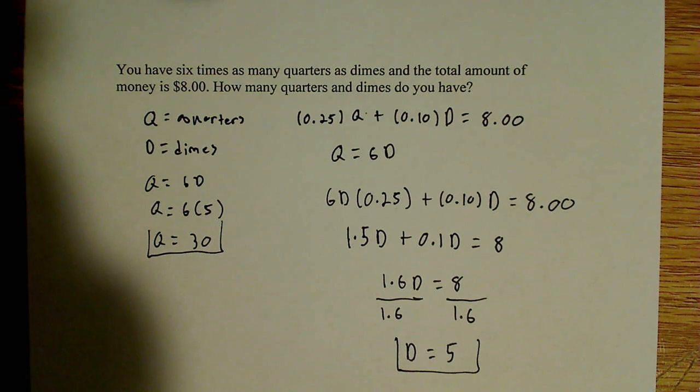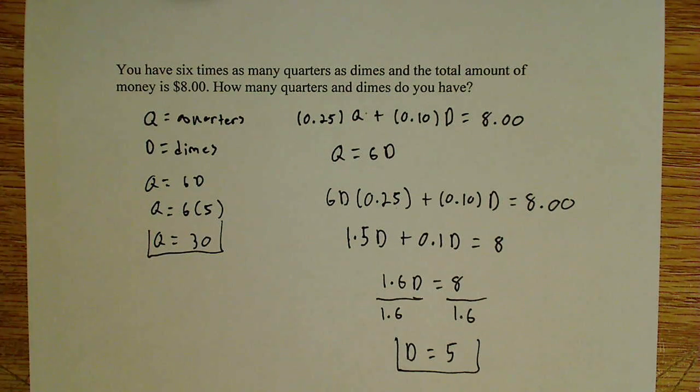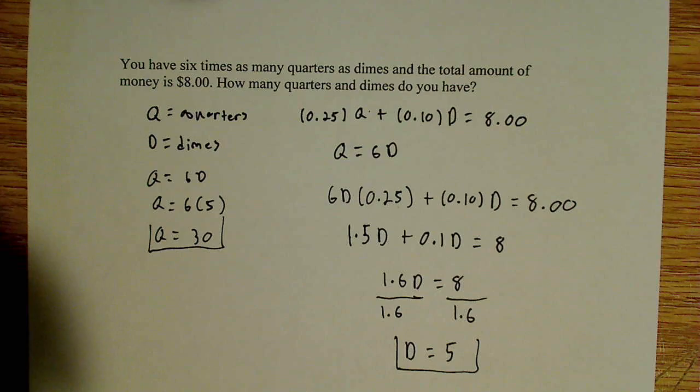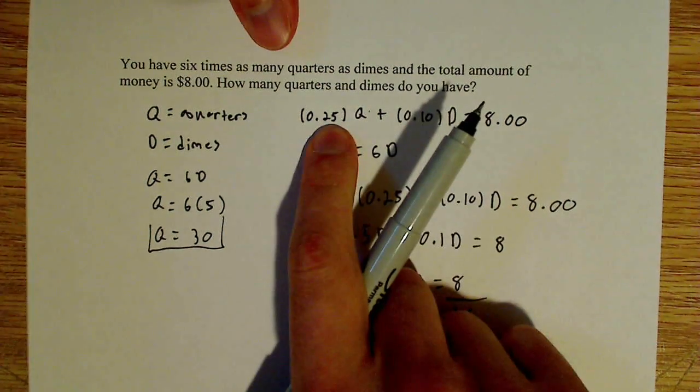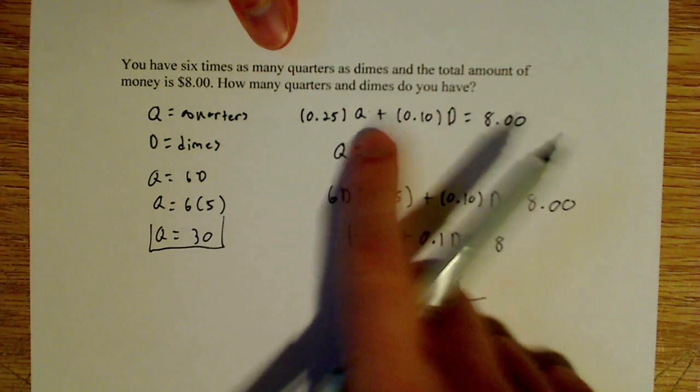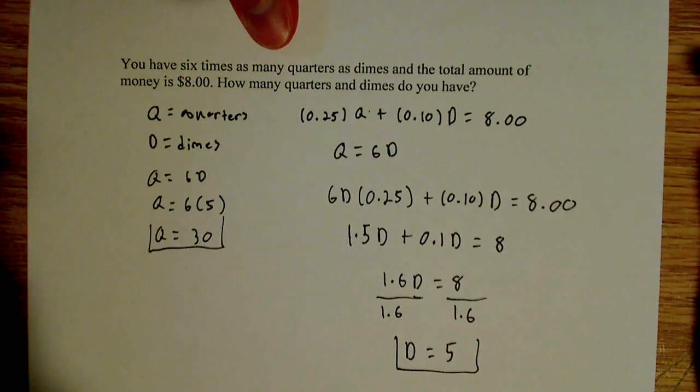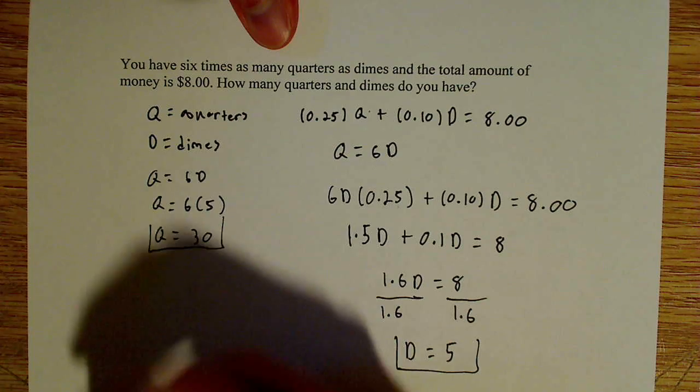Now, in order to check this, and I want to be more careful from now on and start checking these things properly, all we have to do basically is see, does this make sense? So do we have the proper amount of money? So what I'm going to do is use this equation up here, and plug in for Q and D and see if it adds up to $8.